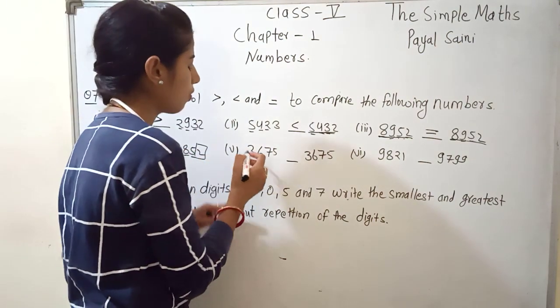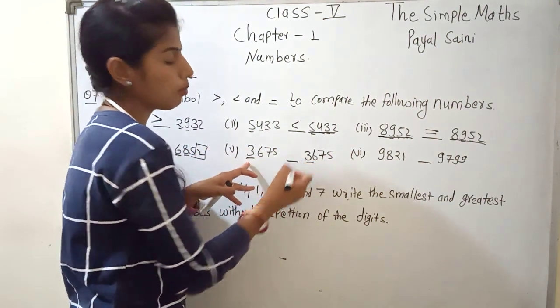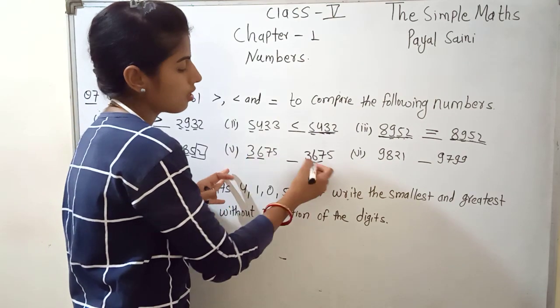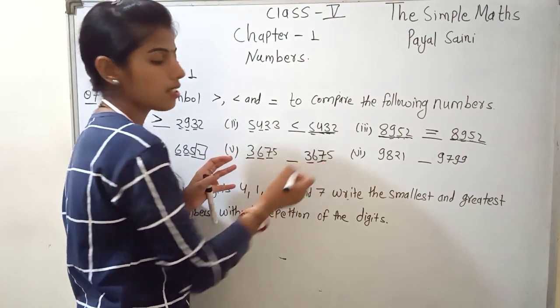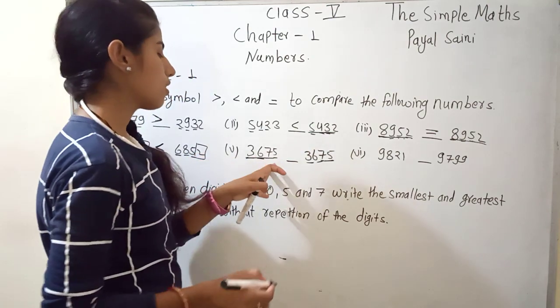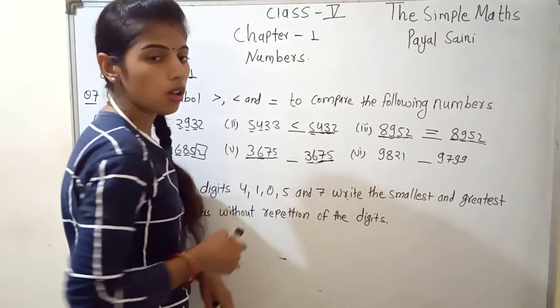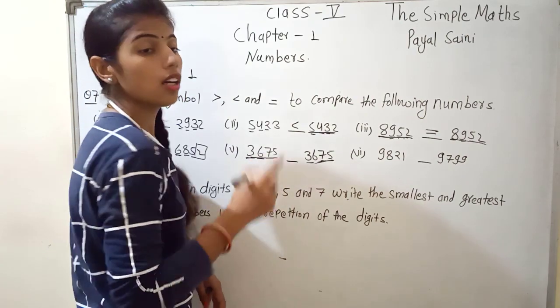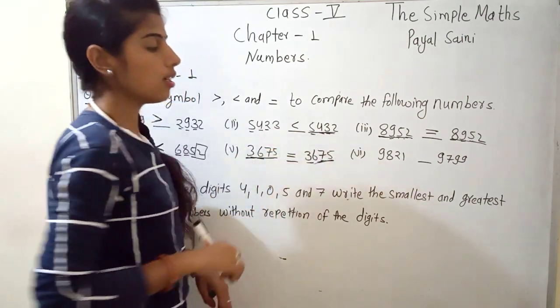Now next is question number 5. Here is your 3, both are the same. 6 is also equal. Here is also 7, it's also equal. Then next 5. Then we can say the first number's digits are all equal to the second number's digits, and their places will also be equal. Then we can say it's equal.